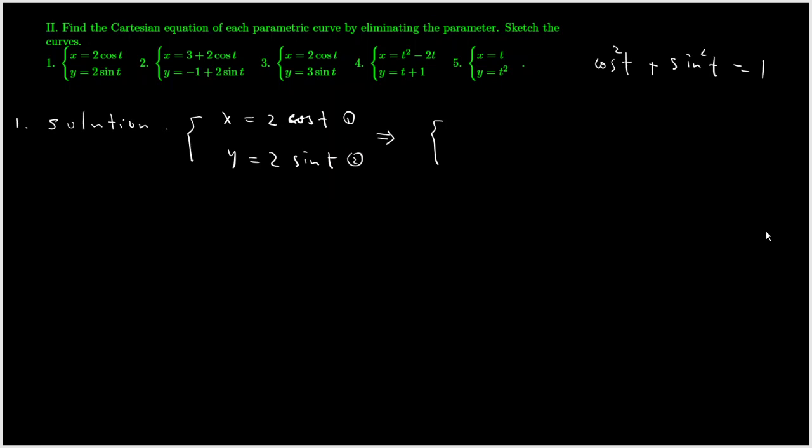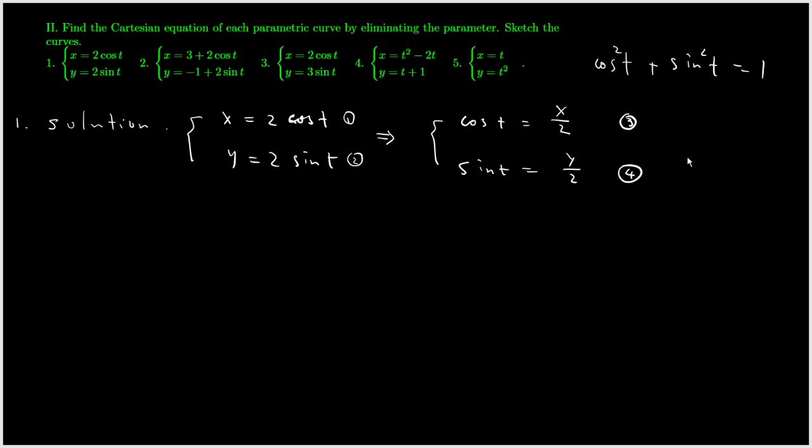We solve equation 1 for cos of t first. Again, our target is to do something to cancel out t, so that we can get a relation between x and y, right? So cos of t is equal to half of x. You divide both sides of the equation by 2. From equation 2, we solve for sine of t. So sine of t is equal to half of y, right? I'm going to call this equation number 3, and this is equation 4.